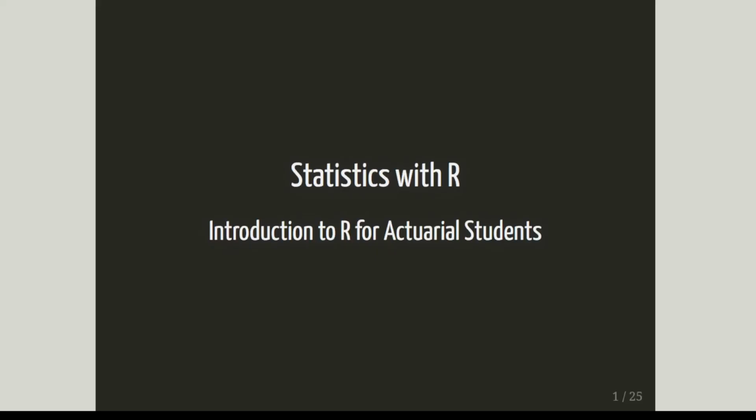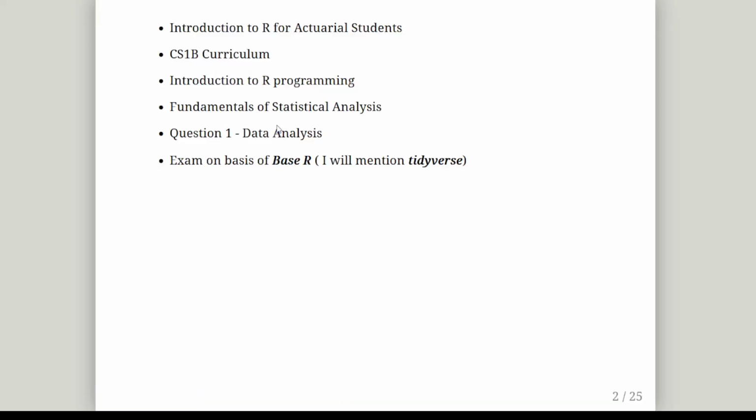In this presentation, we're going to look at statistics with R. This is an introduction to R for actuarial students. This corresponds to the CS1B curriculum, and that comprises Introduction to R Programming and Fundamentals of Statistical Analysis. Now, this is a data analysis question. It's question 1 of this playlist.